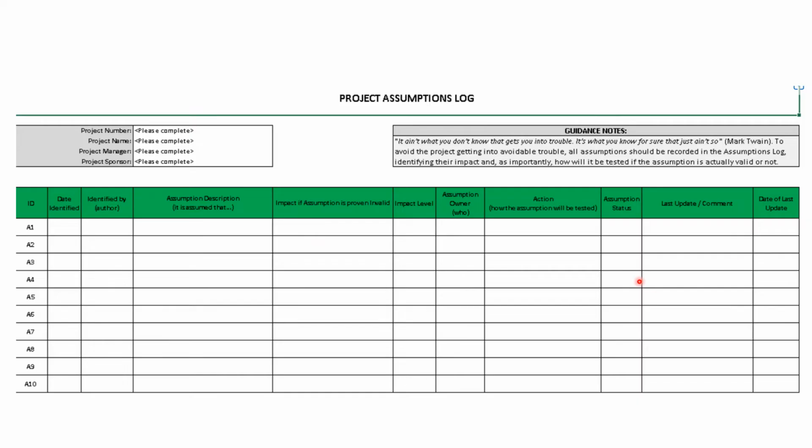Let's see examples of the assumptions log and how it might look. This is one sample template of a project assumptions log. It talks about date identified, assumption description, impact if the assumption is proven invalid, what the impact level is, who the owner is, what the action is, and what the assumption status is. So this is an example of a project assumptions log. We are capturing the project information here.